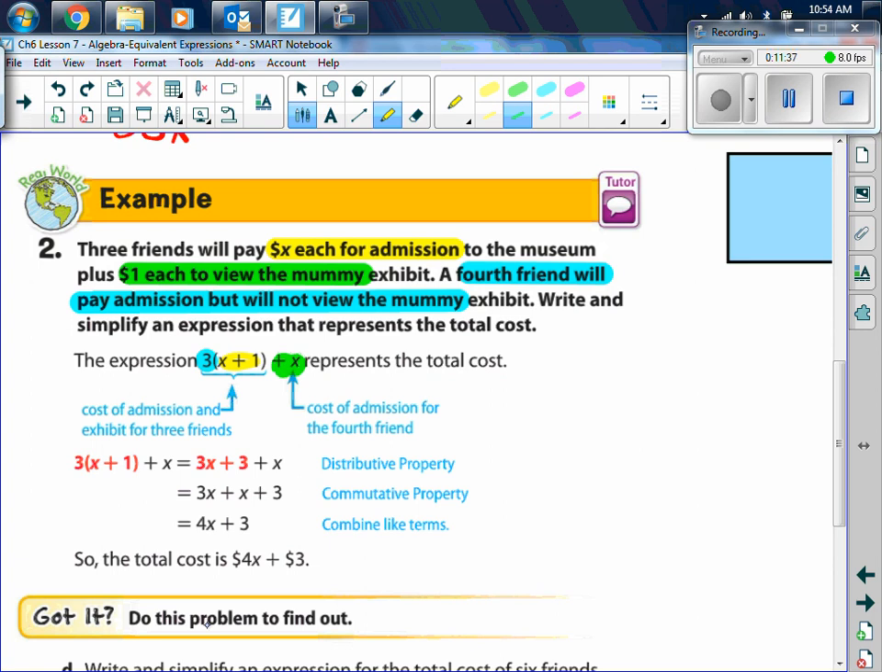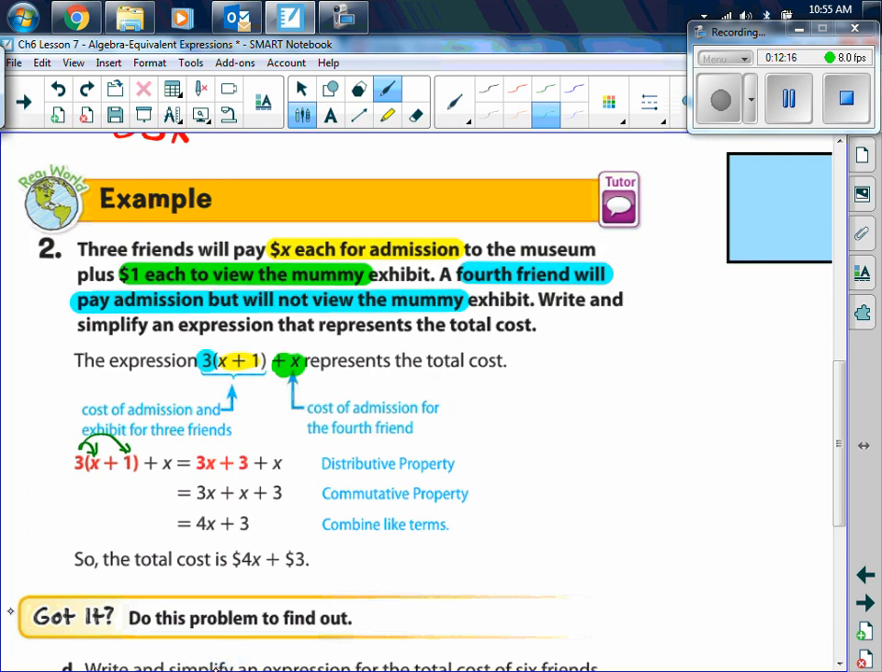So this is the expression 3 times the quantity x plus 1 plus x. That is the expression that we're simplifying. So the first thing we need to do here to simplify this expression, to get rid of those parentheses, what do I have to do? Starts with a D. The distributive property. So here, we want to do the distributive property. So, we have 3 times x, which is 3x, and 3 times 1, which is 3, and then we bring that x over.